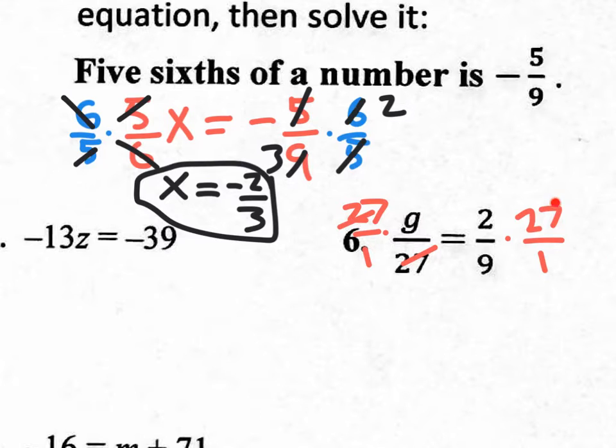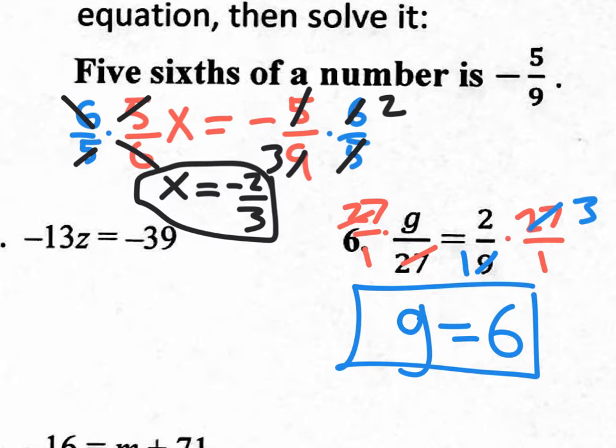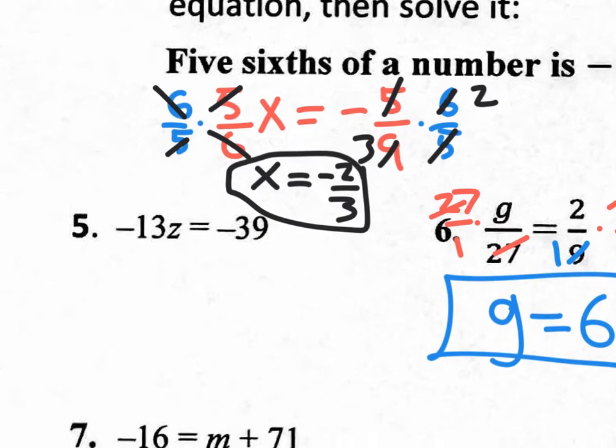Or you could cancel first the 9 and the 27. You might think that they have 3 in common, but even better, they have a 9 in common. In other words, you could reduce 27 by 9, and that'll give you 3, and you could reduce 9 by 9, that'll give you 1. So you really have a 2 times 3, which is 6. So your final answer right there is g equals 6. Okay, let's move on to number 5.